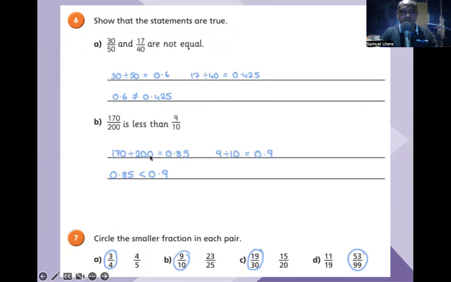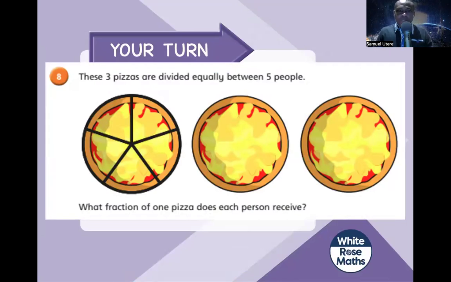Yeah. And then next you were asked to circle the smaller fraction in each pair. So you could have used a calculator to check quickly and then compare the place value of the decimal numbers that you get, the place value of the digits, and then to see which was actually smaller. All right, pause the video and answer question 8 in 1 minute.